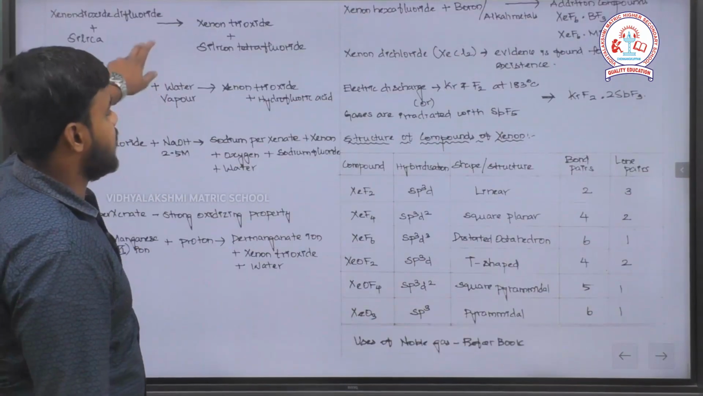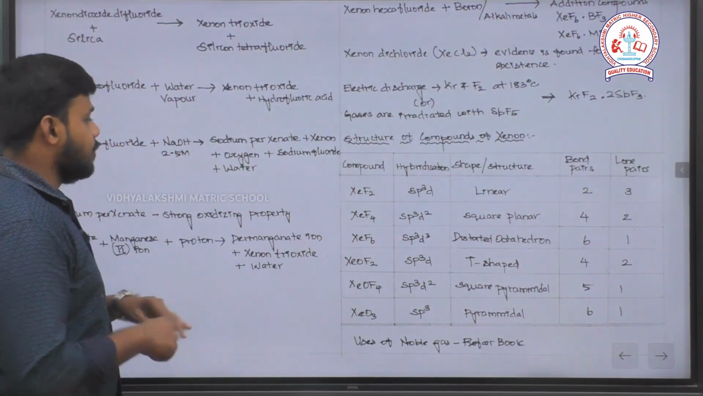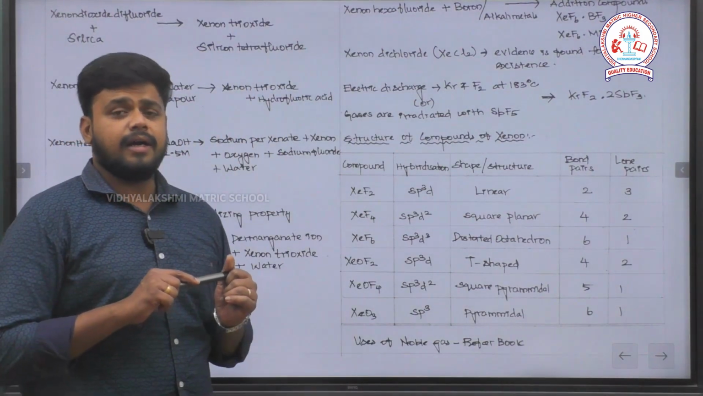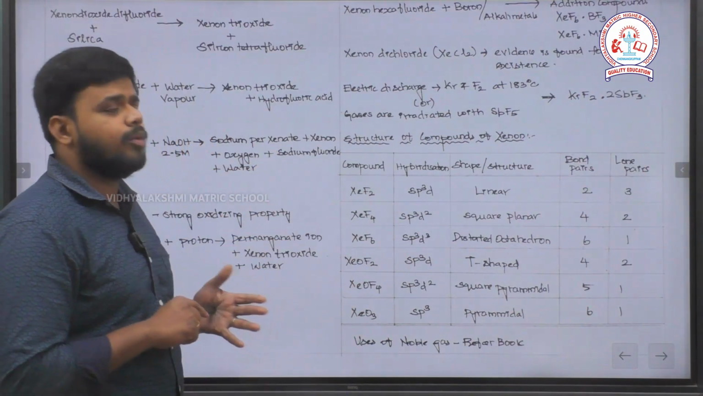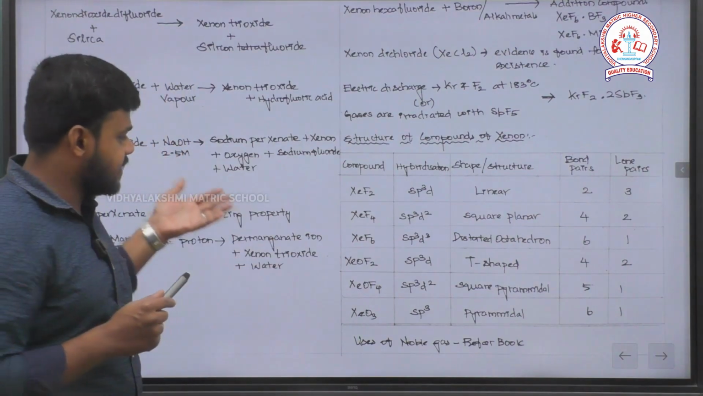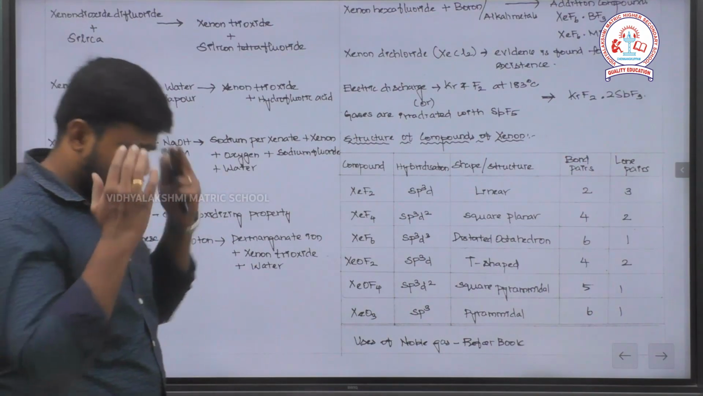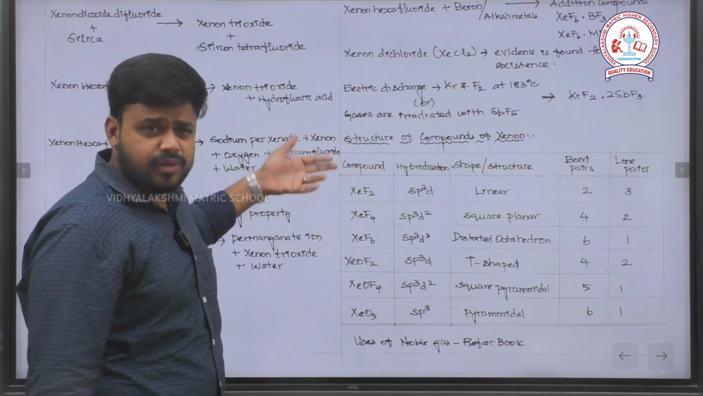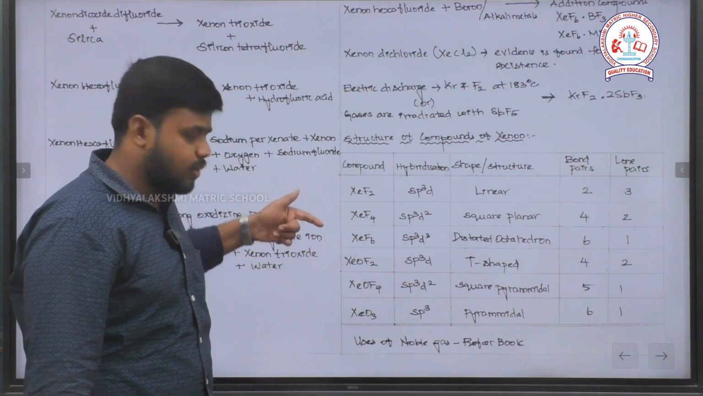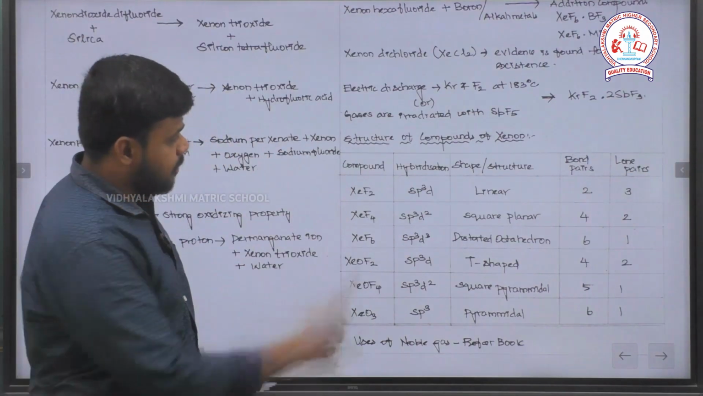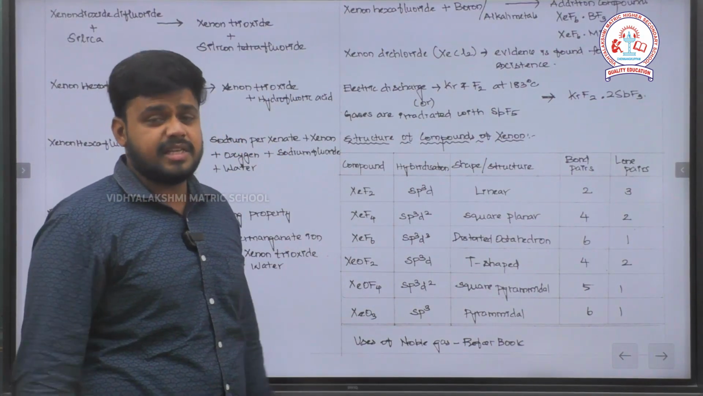The next one, the last part of the content, is the structures of compounds of xenon. See, these xenon compounds include xenon difluoride, xenon tetrafluoride, xenon hexafluoride, then followed by XeOF2, then XeO3, xenon trioxide. What you need to remember is XeF2, XeF4, XeF6, XeOF2, XeOF4, XeO3. So this is all, the bond pairs and the lone pairs. So how do you keep these things in mind?